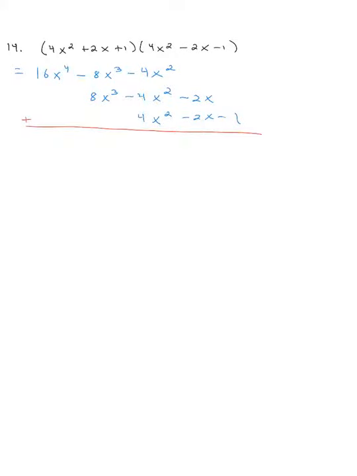Adding these up, we have 16x to the 4th. The x cubes cancel. We have a negative 4x squared, a minus 4x, and a minus 1.